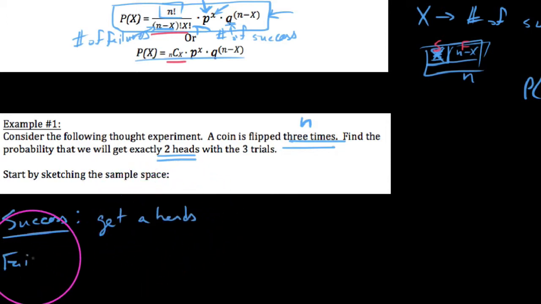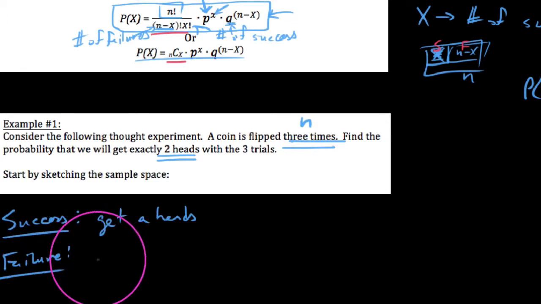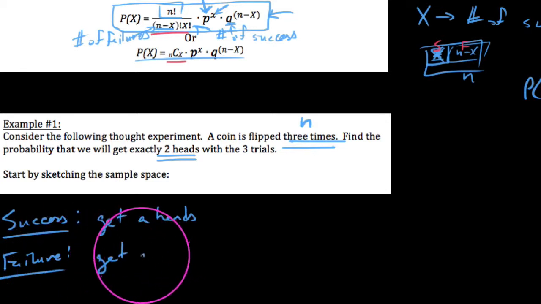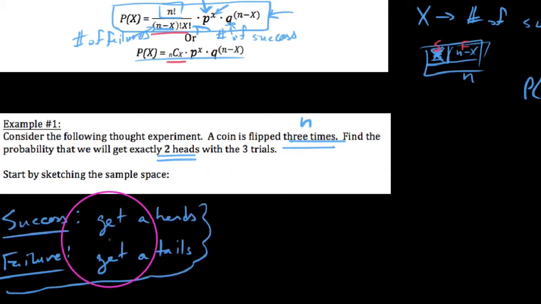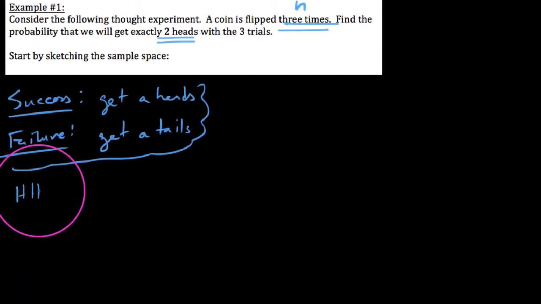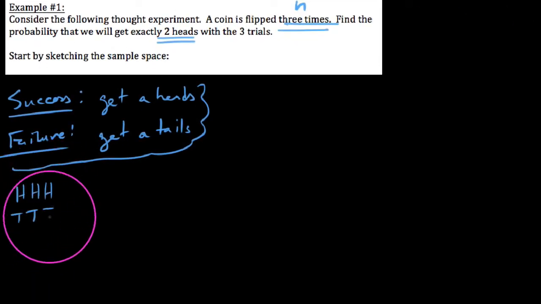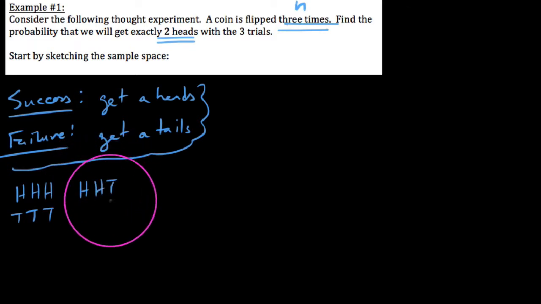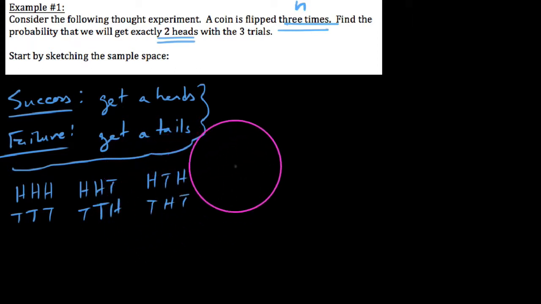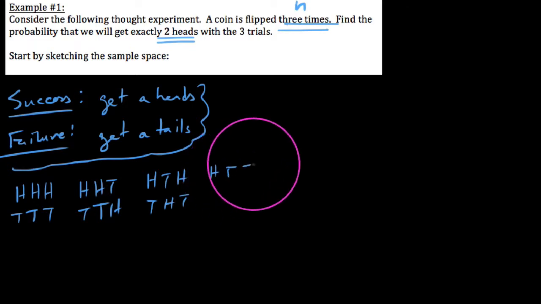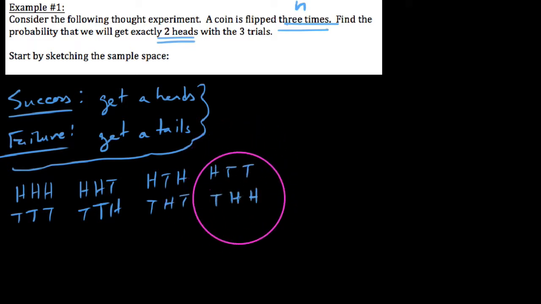So failure, and we want to write this down at the beginning of every experiment, failure then is everything else. We say getting a tails in this case. So with these classified the way they are, let's start by doing this the long way and sketching out the sample space. When I flip a coin 3 times, how can we do this? Well, we could get heads, heads, heads. Likewise, tails, tails, tails. We go 2 heads and a tails, 2 tails and a heads. How about heads, tails, heads, tails, heads, tails, and then heads, tails, tails, tails, heads, heads. So there are 8 possible ways to do this.